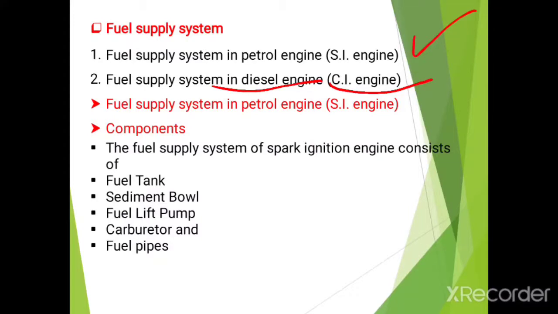Now let's see the first components of fuel supply system in petrol engine. Why is it called a spark ignition engine? Because a spark plug is used for the generation of the spark, right? And the mixture of air and fuel is prepared separately, outside the cylinder, in the carburetor. So the components are: first, fuel tank for storing the fuel; then sediment bowl to remove the dirt particles from the fuel; then fuel lift pump; then carburetor; and the last component, fuel pipes.